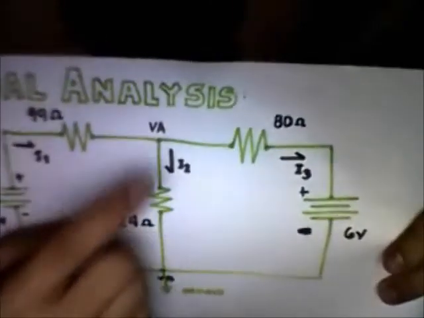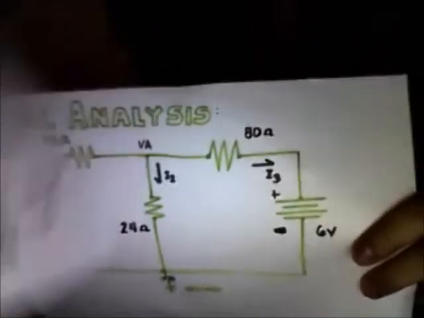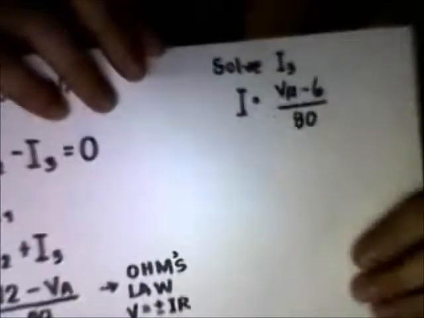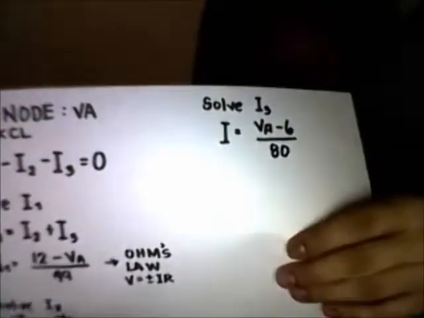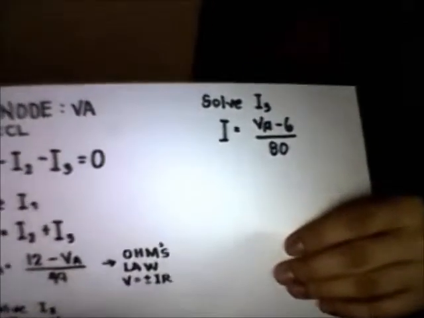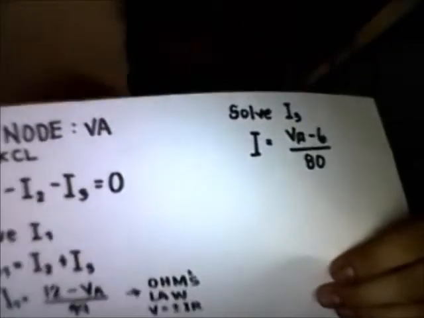In order to find the voltage of VA, we have to determine the voltage of this node. We need to first use KCL, or Kirchhoff's current law, at node VA. Kirchhoff's current law is the fundamental law from the conservation of charges. So we need to first determine the sign of the currents.